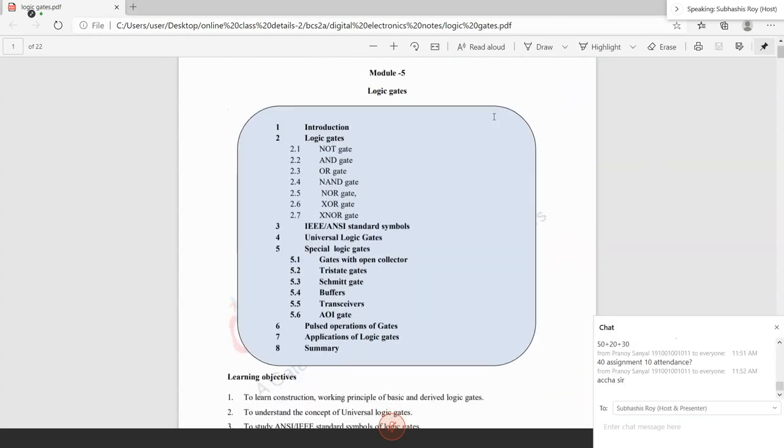We'll cover the module. Today we'll cover the logic gates. Already in your lab you have performed logic gates.